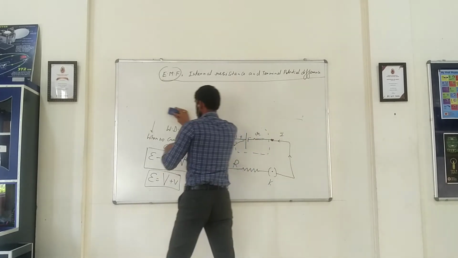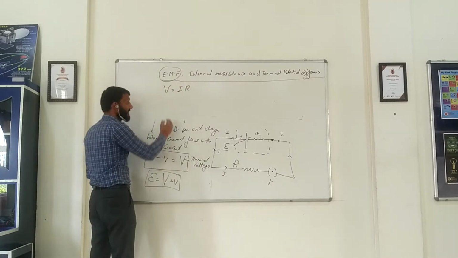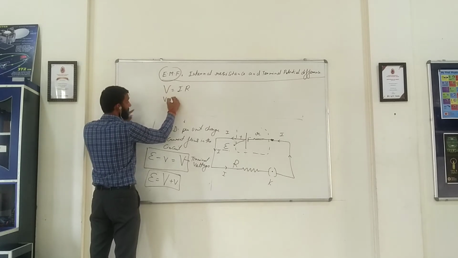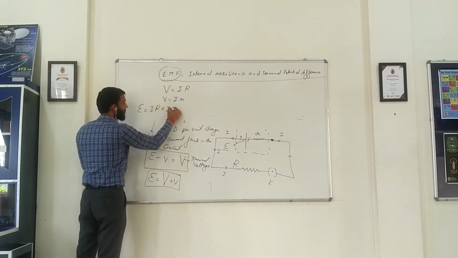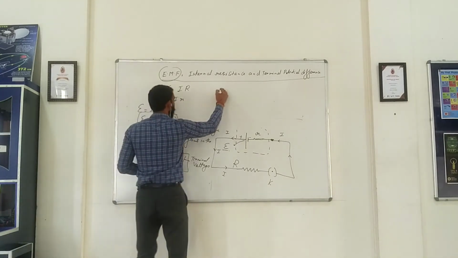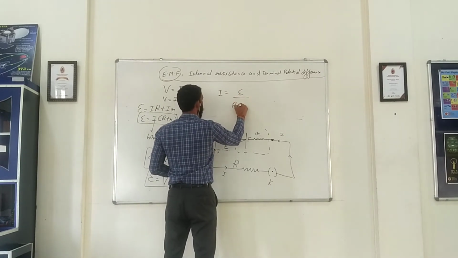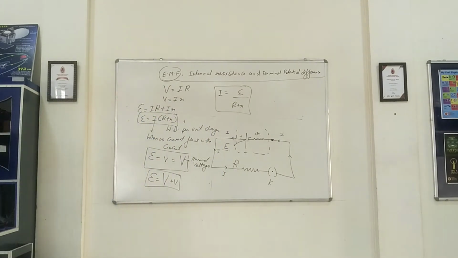If I write these equations, what do I get? In place of V, I can write I capital R, the terminal potential difference, and this is the voltage drop I small r. E is equal to I capital R plus I small r. E is equal to I times R plus r, and if I calculate the current here, current will be E upon R plus r. This will be the equation of the current, right? So this is how you can understand these three important terms, which are the EMF, terminal potential difference, and internal resistance, right?